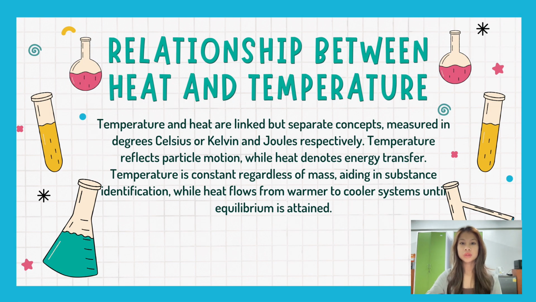So now let's move on to the relationship between heat and temperature. Temperature and heat are linked, but they are separate concepts. Measured in degrees Celsius or Kelvin and joules, respectively. Temperature reflects particle motion, while heat denotes energy transfer. Temperature is constant regardless of mass, aiding in substance identification, while heat flows from a warmer to a cooler system until equilibrium is attained.